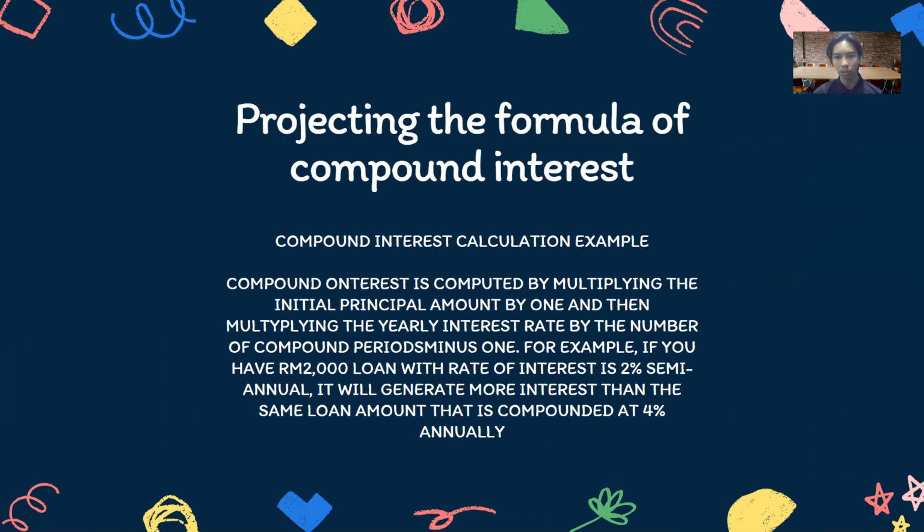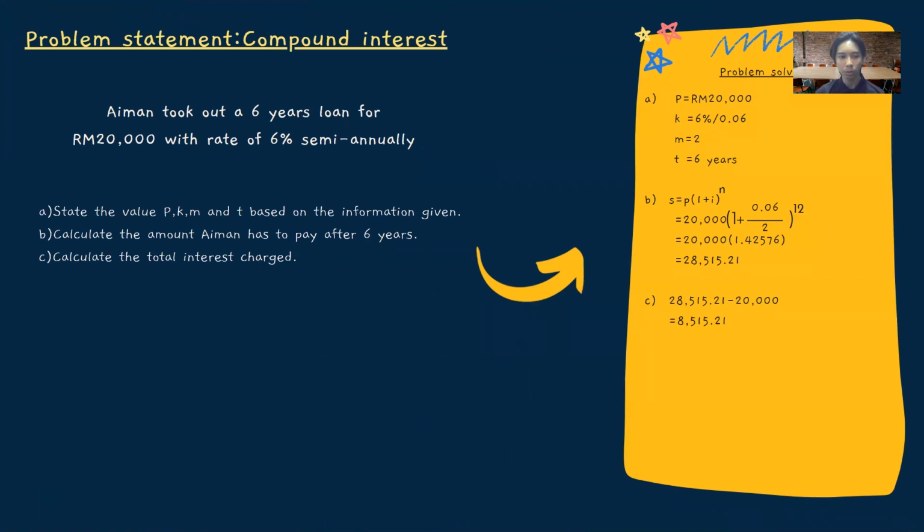The compound interest calculation example: compound interest is computed by multiplying the initial principal amount by 1 plus the yearly interest rate, raised to the number of compound periods, minus 1. For example, if you have an RM 2000 loan with a rate of interest of 2% semi-annual, it will generate more interest than the same loan amount that is compounded at 4% annually. Next, I will hand over to Iskandar.